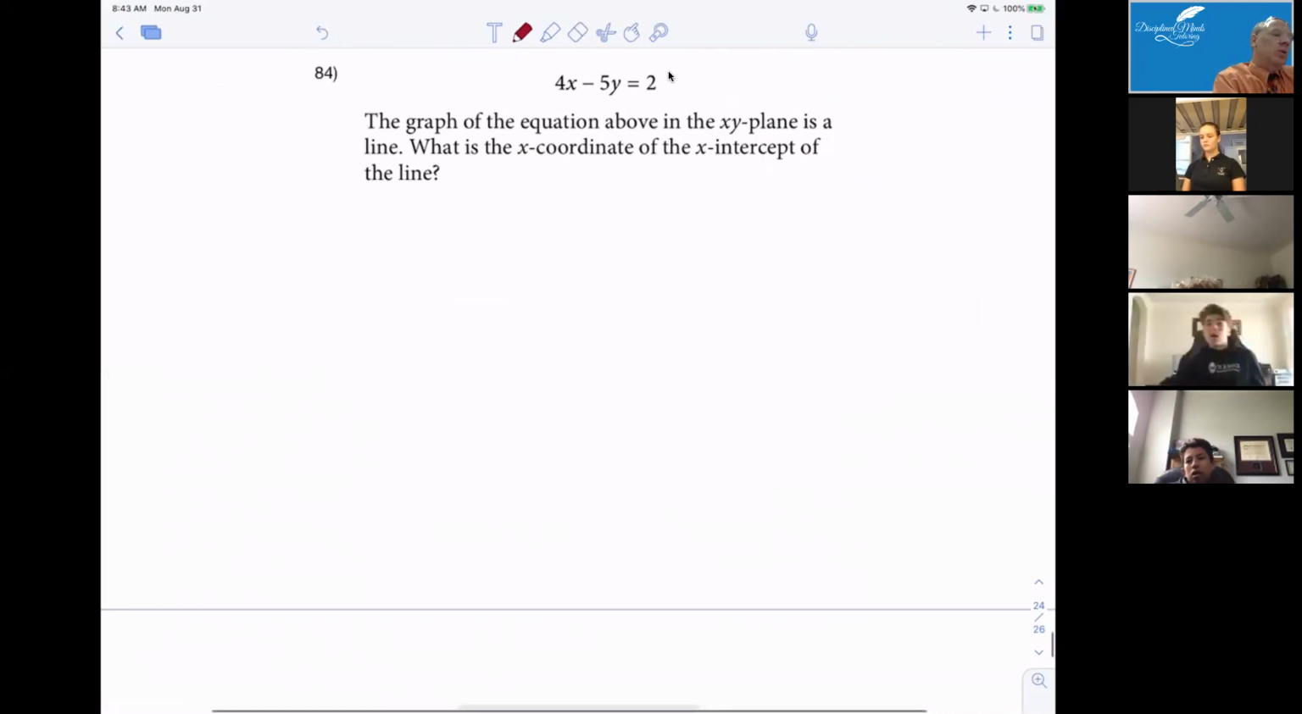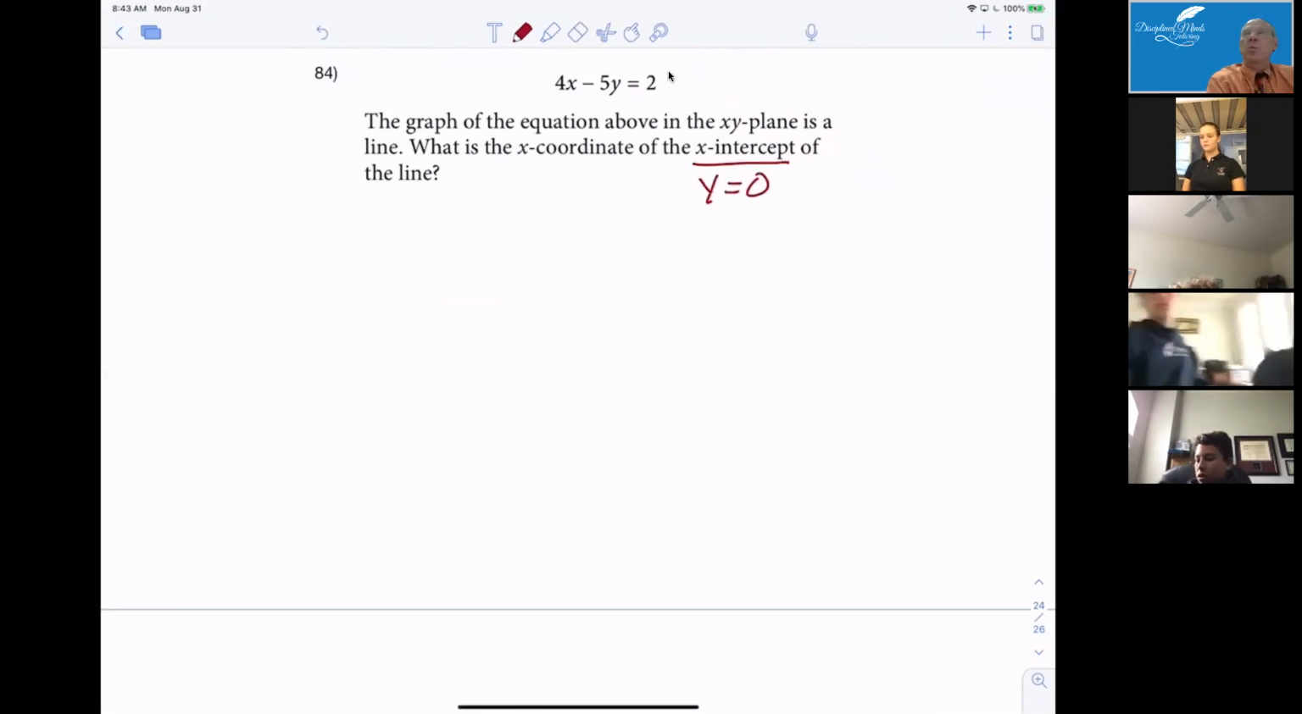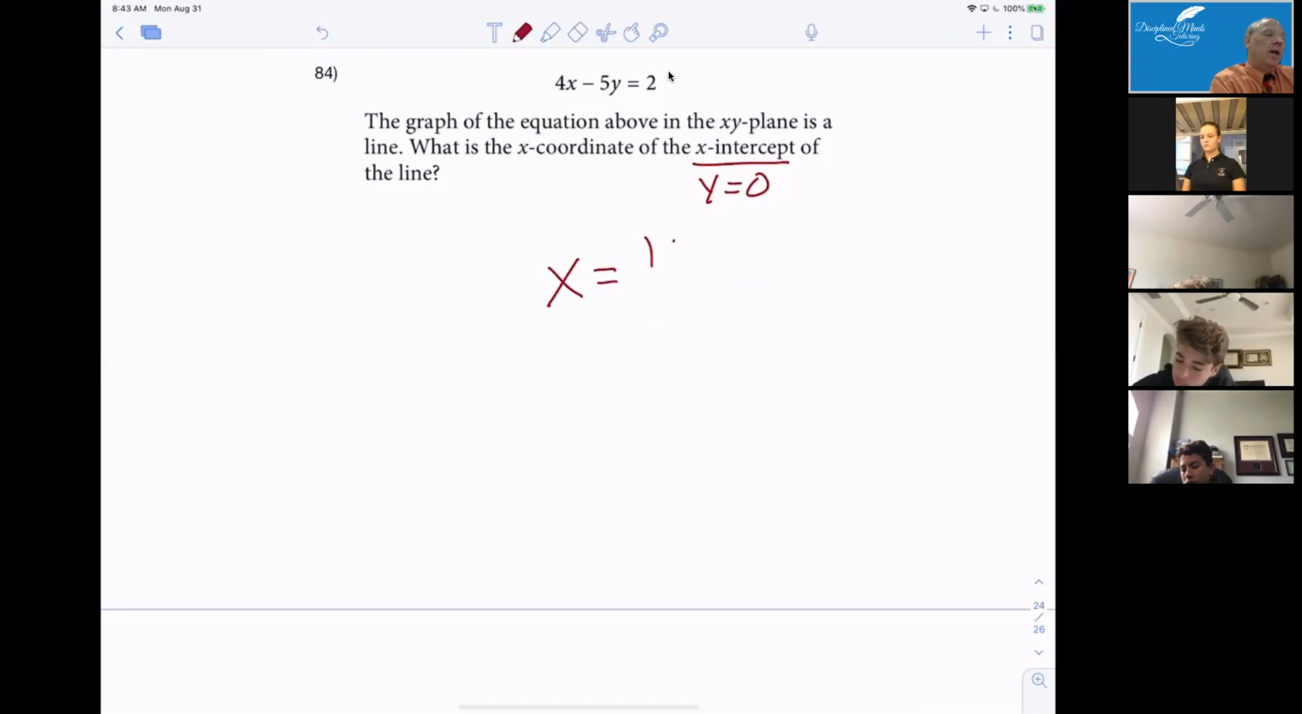So what's true when you want to find the x-intercept? Make the y 0. Thank you very much. Super important. The y value is 0. So we're using our mental math. So the x would equal what? 1/2.